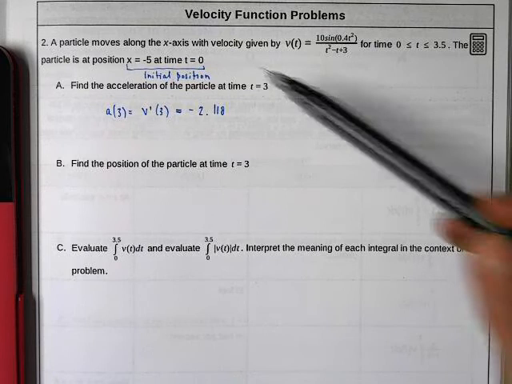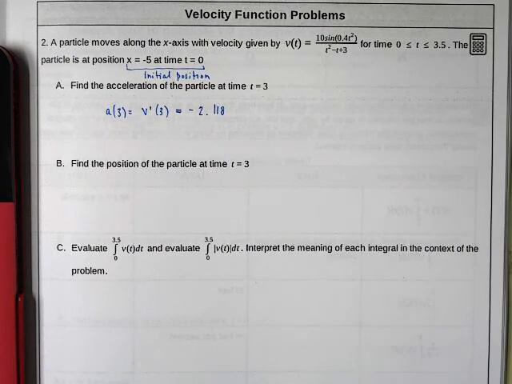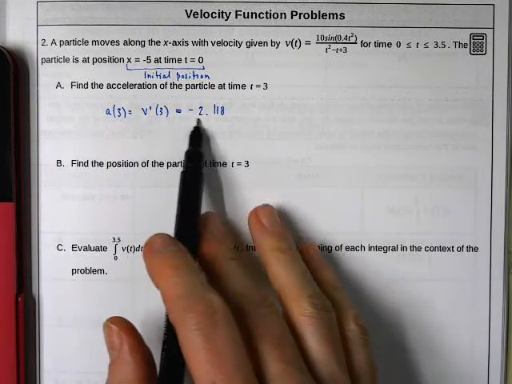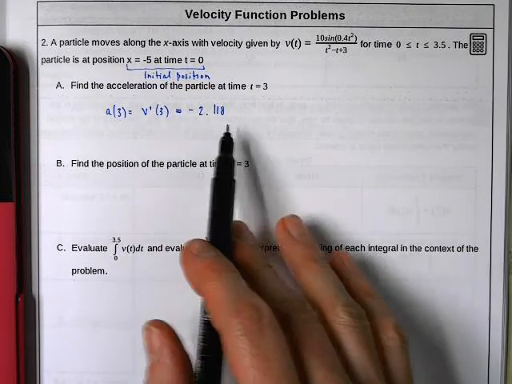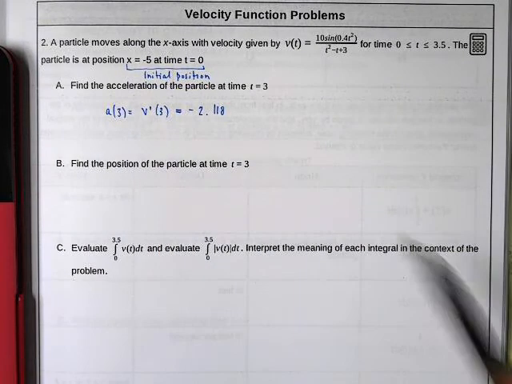Now, one thing I want to bring up in this particular problem is that usually we really emphasize units. However, if the problem does not give you units, do not make units up. Just leave your answer without units. You never want to insert units into a problem where they haven't been given to you.